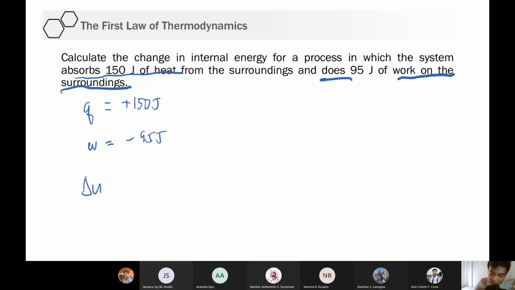What is delta U? So basically, pag-add mo lang, Q plus W, 150 joules minus 95 joules, ang sagot ay 55 joules positive.